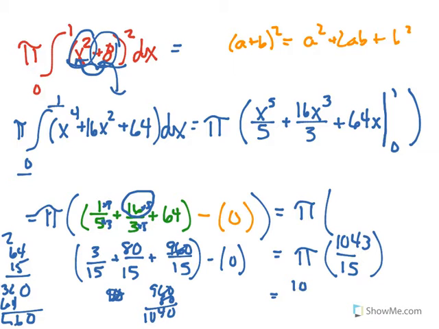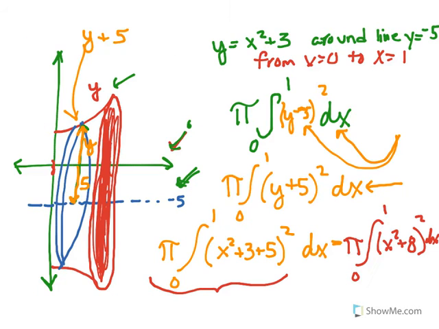So the final answer is 1043 over 15 pi, which is an acceptable answer. Once again, this might be a calculator problem, but sometimes it's not. Now, this was one, just to peek back at this, and on this next one, I'm not going to do all the algebra out on it.